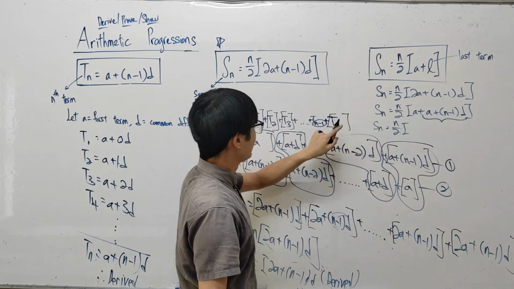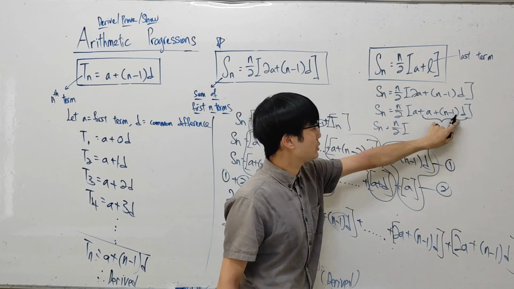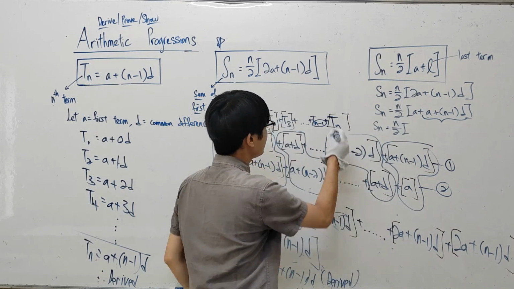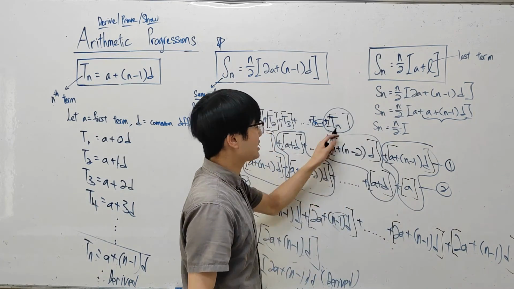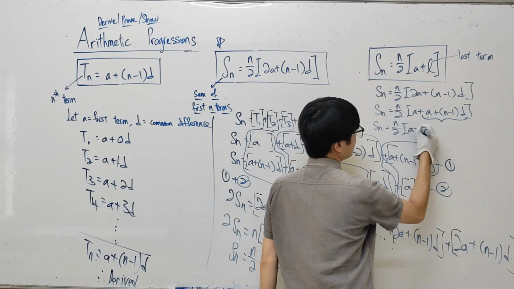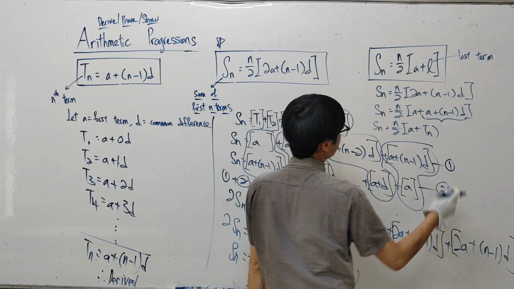Isn't this the last term? Right? Because a plus n minus 1d is the formula for Tn. Right? It's the formula for Tn. And the Tn you already made the last term. So it means this one, a plus n minus 1d, is actually the Tn formula. Right? A plus n minus 1d is Tn.